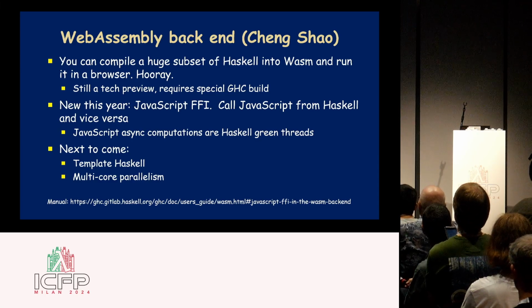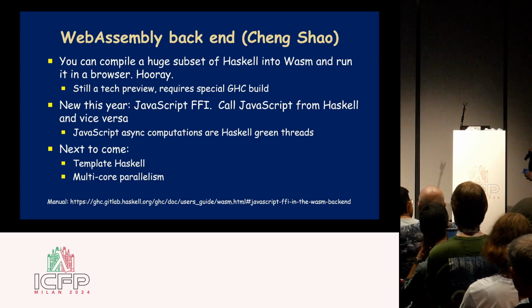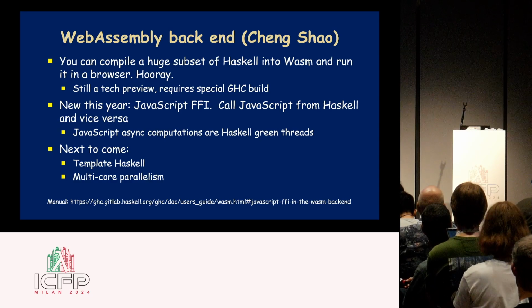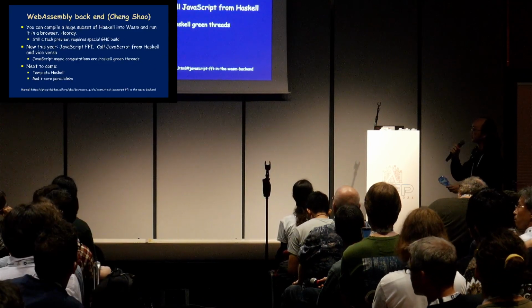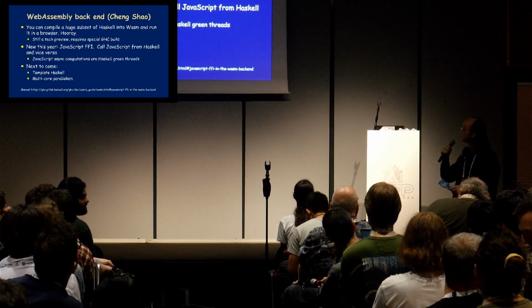That means that you can write foreign import JavaScript plus a little bit of JavaScript snippet code, and that will enable you to call into JavaScript code directly in Haskell without you needing to write any of the glue code. It allows you to call JavaScript in Haskell, and it also allows you to export Haskell functions as JavaScript functions.